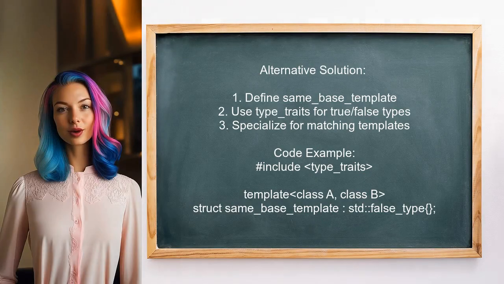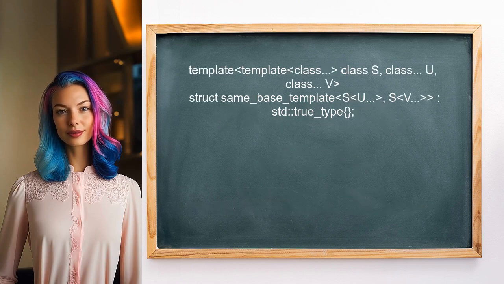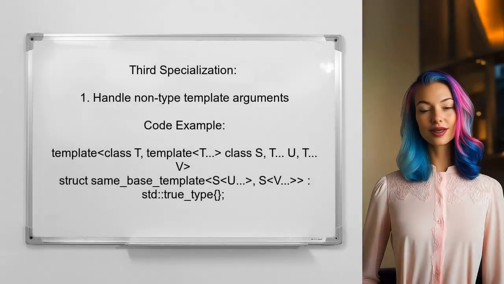An alternative solution provided by a user involves creating a structure called sameBaseTemplate. This structure uses type traits to determine if two template classes are the same base template. It defines a primary template that defaults to false and a specialization that returns true when the templates match. Additionally, the user suggests a third specialization for cases with non-type template arguments, like std::ratio. This allows the same base template to handle more complex scenarios.